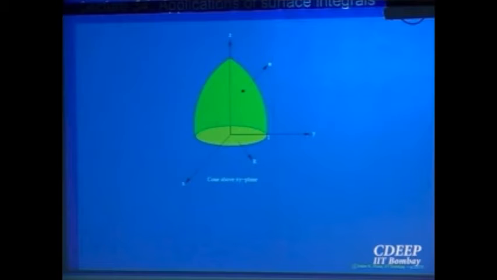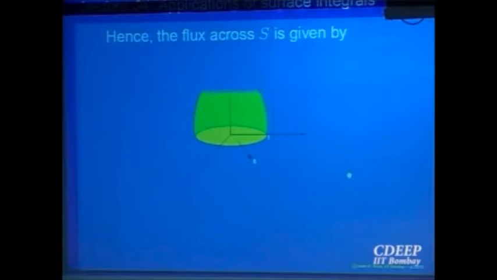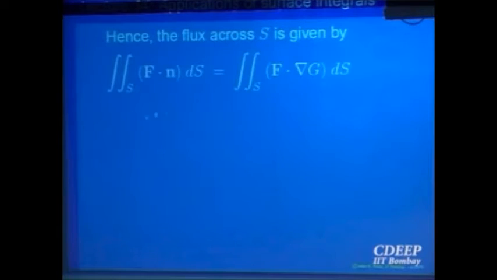Everywhere the k component will be positive. So accordingly you will make your choice for the outward unit normal. And for the lower one, it will be pointing downwards if you are including the lower part of the surface also. So take the positive sign in that choice, gradient of G. Once the choice is made, you can calculate now.